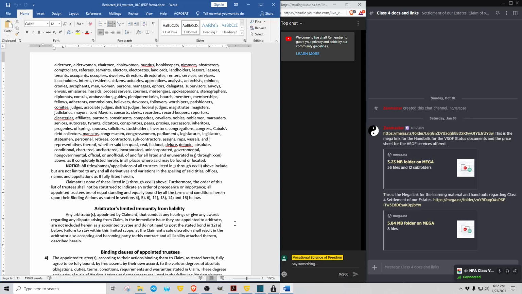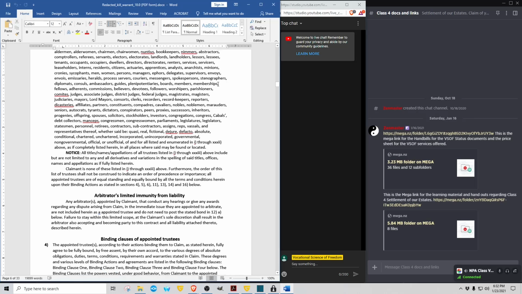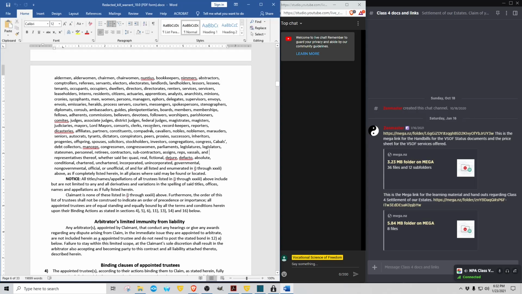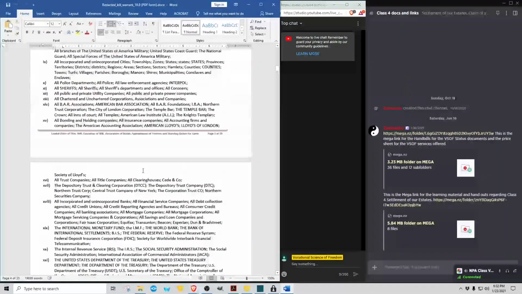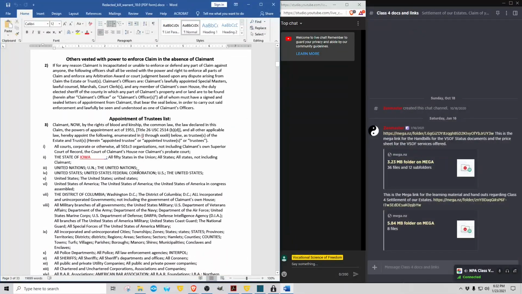Failure to stay within this limited scope at the claimant's sole discretion shall result in the arbitrator also accepting and becoming party to this contract and all liability attached hereto described herein. So that's our backstop in case the arbitrator wants to get really stupid. So that's just a little connection and some of the reading of what's in the affectionately called the kill warrant, which is only one of the 10 or more status docs from the Vocational Science of Freedom.